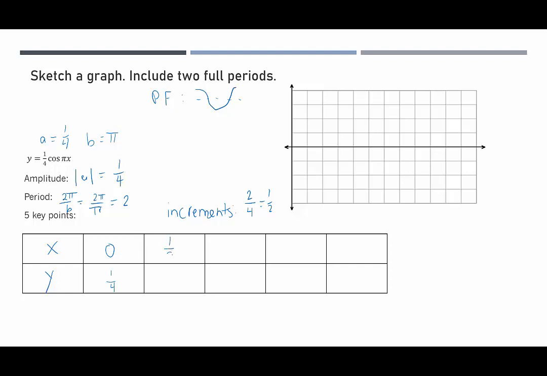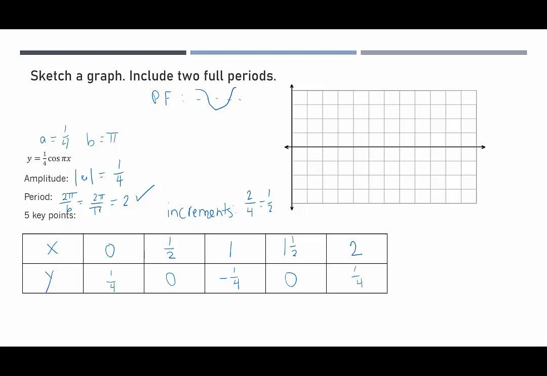0 plus a half is a half. 1/2 plus 1/2 is 1 whole. 1/2 plus 1 whole is 1.5. And 1.5 plus 1/2 is 2. Does 2 seem right? Yes, because it matches the period, so I feel pretty good about that. Now for our y values, we're starting at the top, we're going to the middle, we're going down to the bottom, all the way down to 1/4, back to the middle, back up to the top.